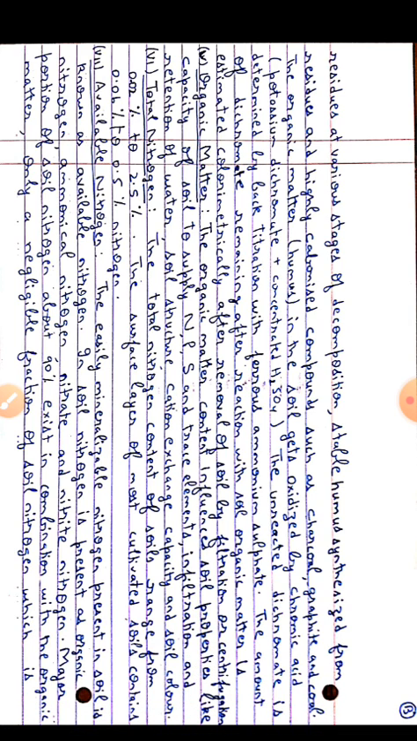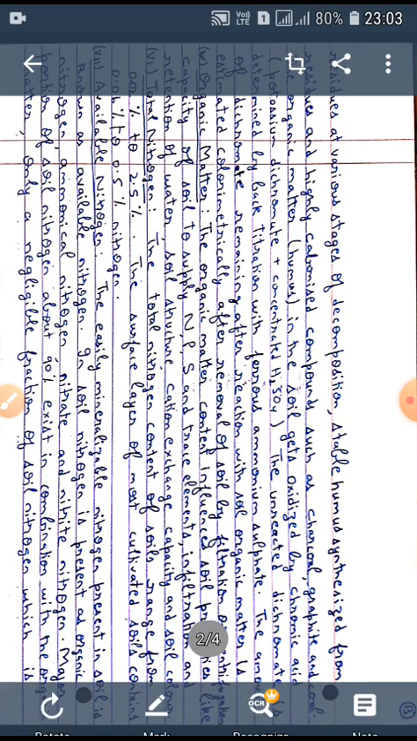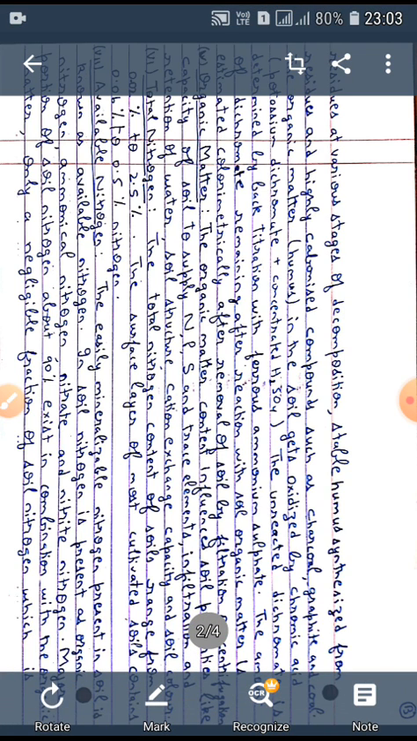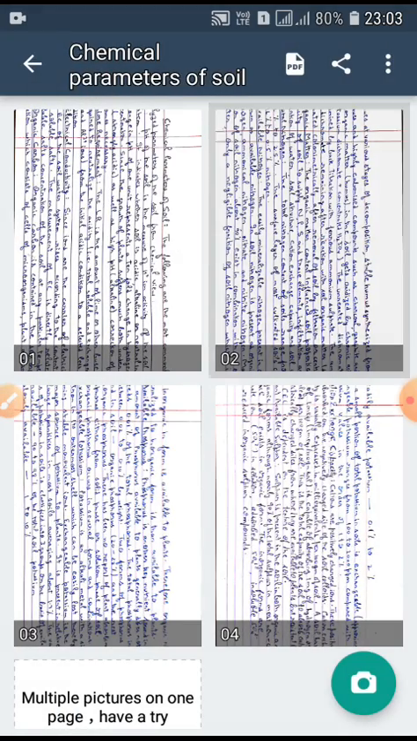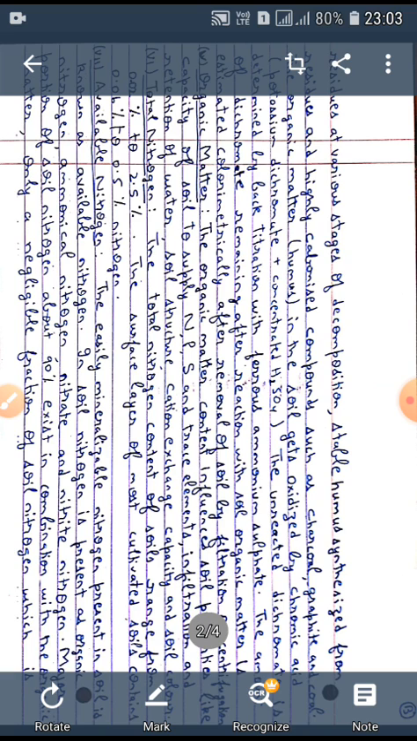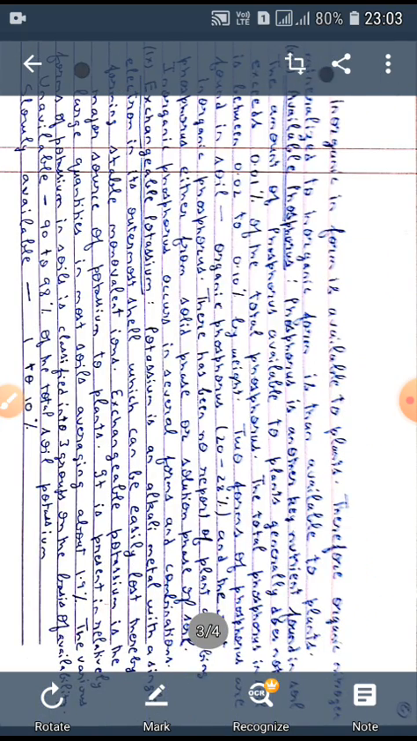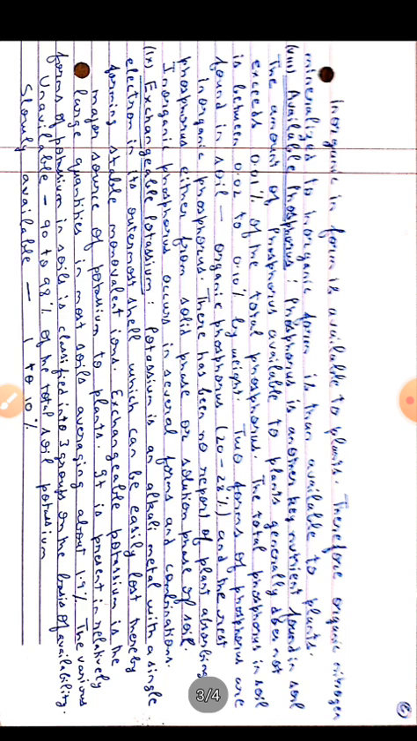In soil, nitrogen is present as organic nitrogen, ammonical nitrogen, nitrate, and nitrite nitrogen. Major portion of soil nitrogen, that is almost about 90%, exists in combination with the organic matter. Only a negligible fraction of soil nitrogen, which is inorganic in form, is available to plants. Therefore, organic nitrogen mineralized to inorganic form is then available to plants.